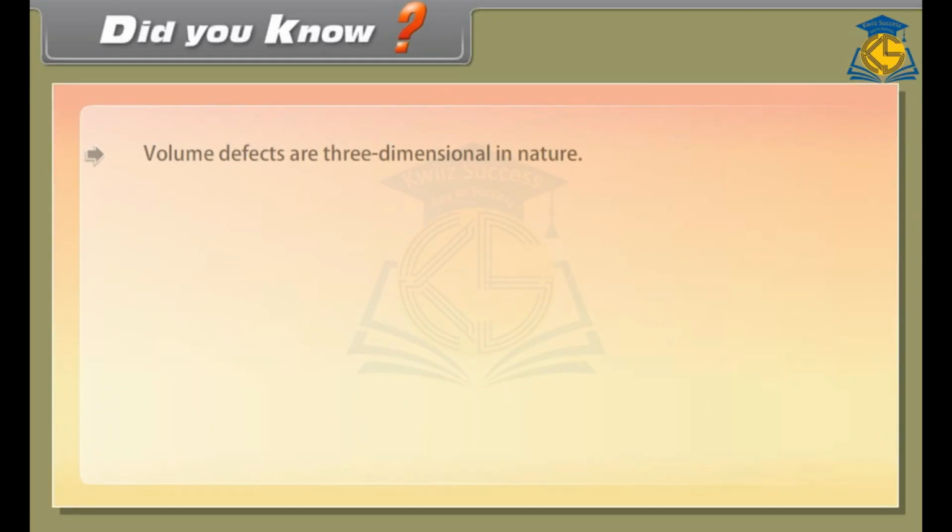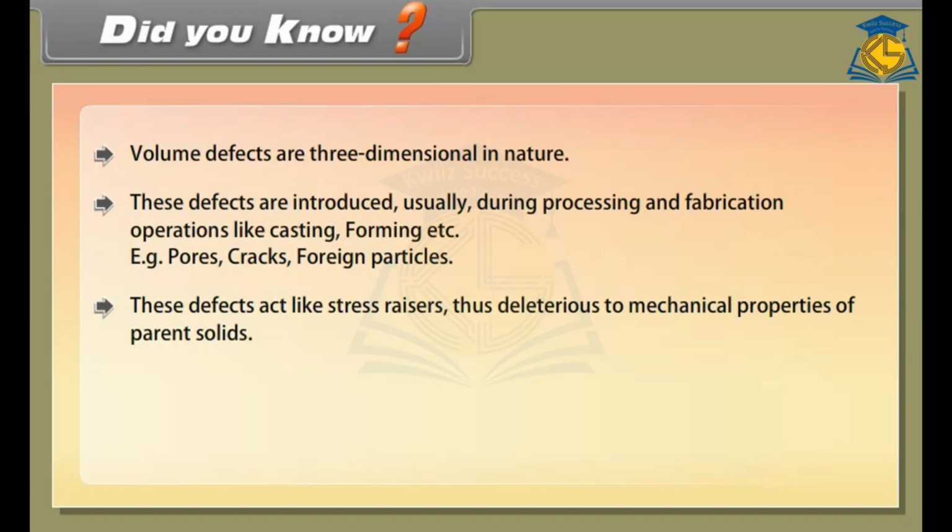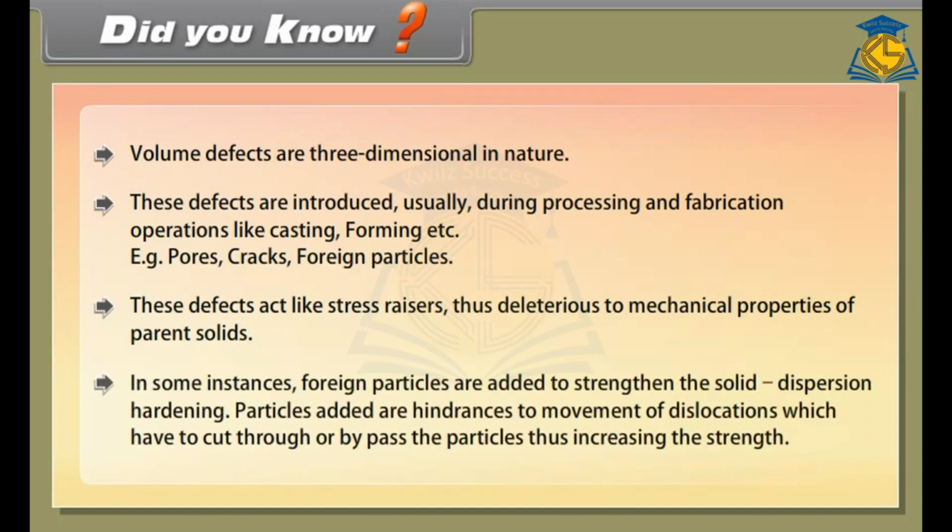Did you know volume defects are three-dimensional in nature? These defects are introduced usually during processing and fabrication operations like casting, forming, etc. Examples: pores, cracks, foreign particles. These defects act like stress raisers, thus deleterious to mechanical properties of parent solids. In some instances, foreign particles are added to strengthen the solid, called dispersion hardening. Particles added are hindrances to movement of dislocations, which have to cut through or bypass the particles, thus increasing the strength.